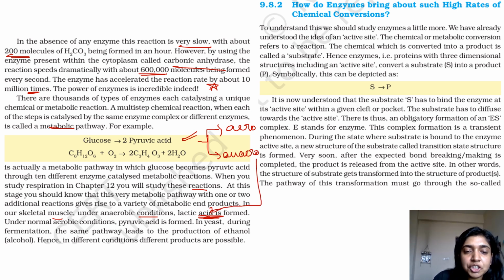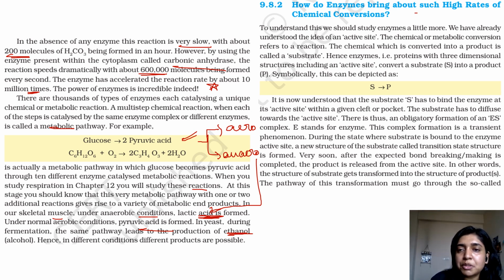Under normal aerobic conditions, pyruvic acid is formed. In yeast, during fermentation, the same pathway leads to the production of ethanol. Hence, in different conditions, different types of products are possible. Nothing has come in NEET from this particular part as of now.